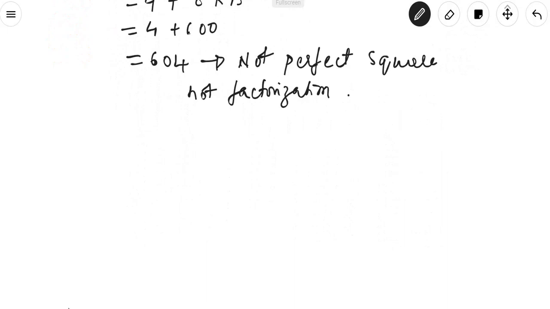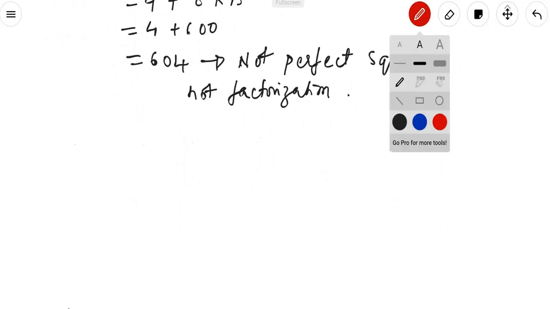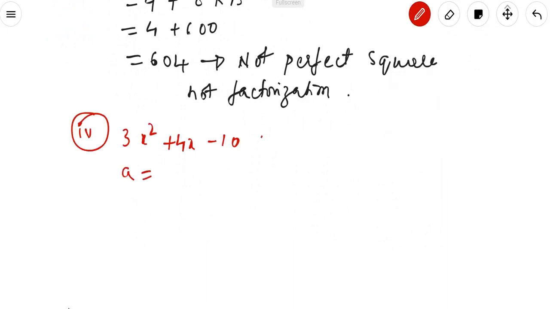Okay, so next we will go for problem number 4. So a is equal to how much? 3. b is equal to how much? 4. And c is equal to how much? Minus 10.